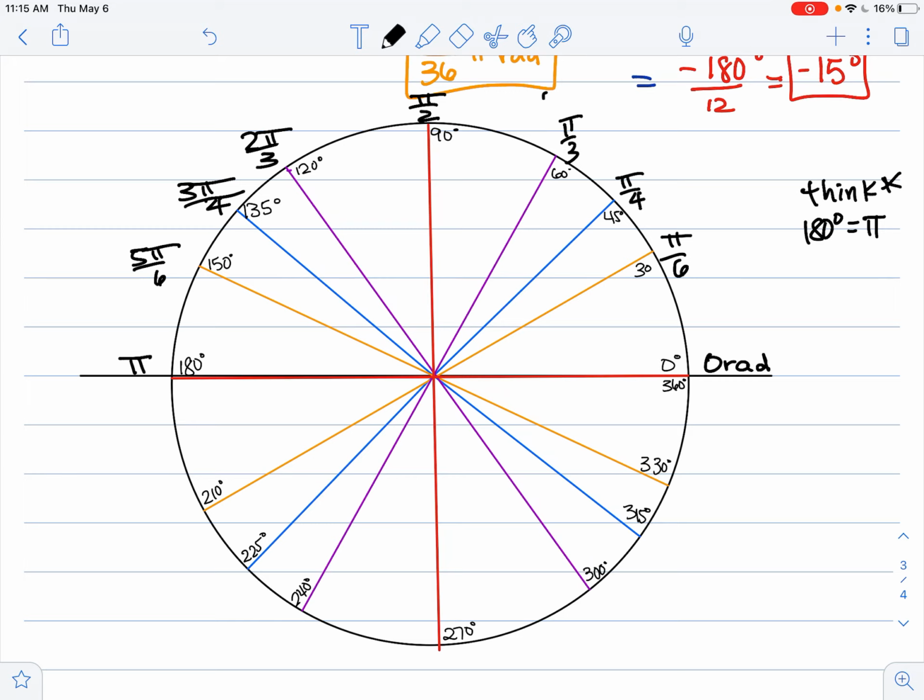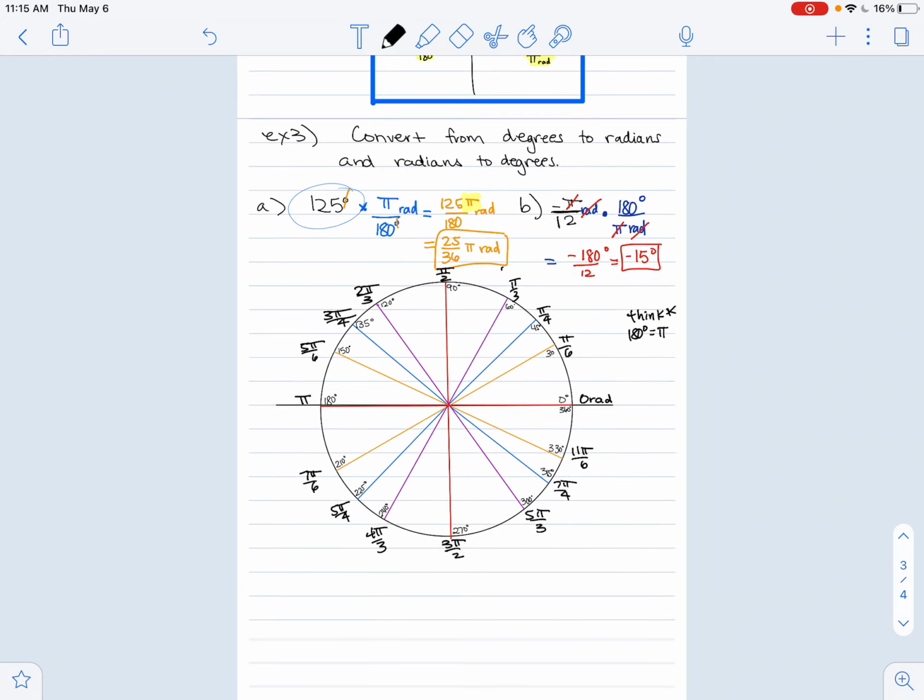And then we've got 210 is really 7 pi over 6. 225 is 5 pi over 4. And 240 is 4 pi over 3. 270 is 3 pi over 2. 300 is 5 pi over 3. 315 is 7 pi over 4. And 330 is 11 pi over 6.